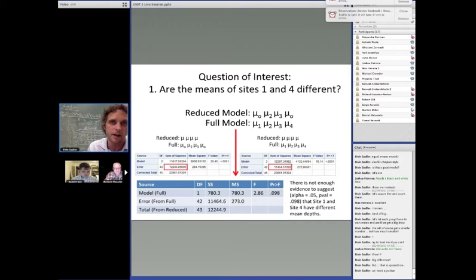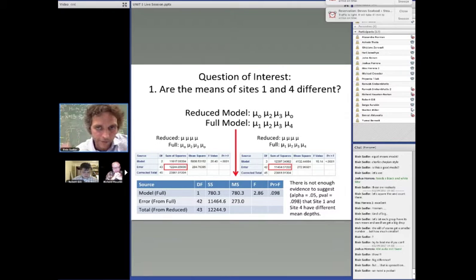So the reduced model here, if I want to test the sites 1 and 4, just takes some thought. If I want to look at sites 1 and 4, then this is the reduced model and this is the full model. Notice the only difference in these two is that here, sites 1 and 4 have the same mean, and here, sites 1 and 4 have different means. Notice sites 2 and 3 are the same in both models. They're going to add the same sum of squares. When I fit x bar 2 and x bar 3, they're going to add the same amount to both models down here in the within.